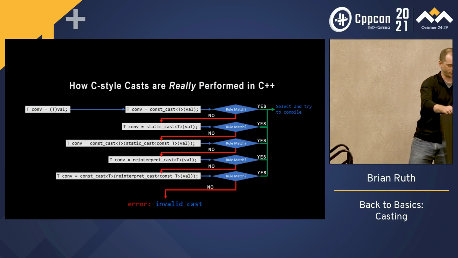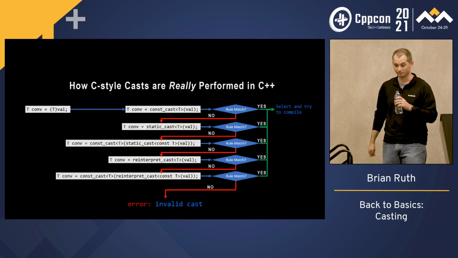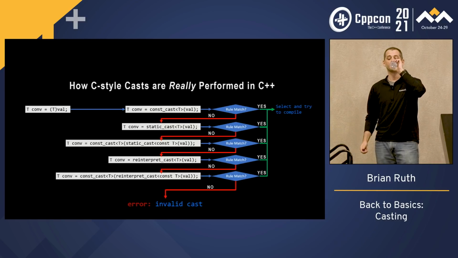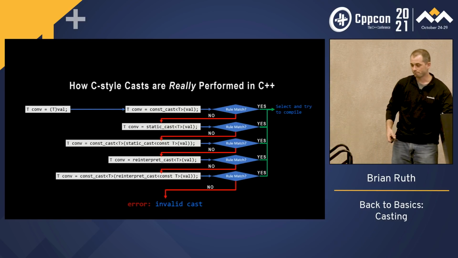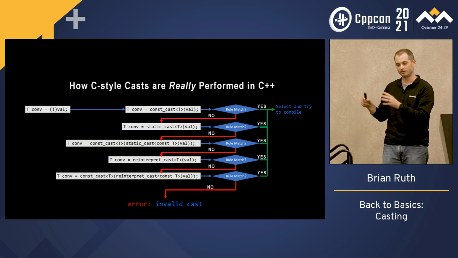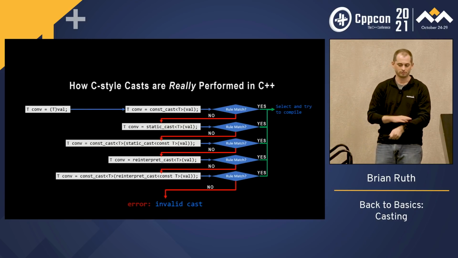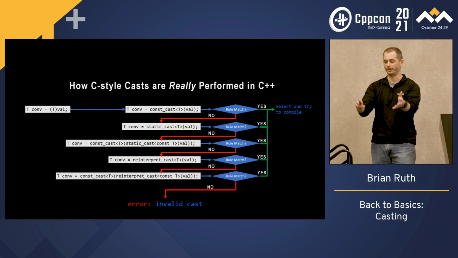And I promised I would show you this, how C-style casts are really performed. So under the covers, this is what's going on when you do your C-style cast in C++. So first thing it's going to try and do is get rid of const. And if it matches all of the rules in the system, it's going to select and try and compile. And the reason I say it doesn't succeed is because the compilation may fail. And that's a valid outcome of this tree.